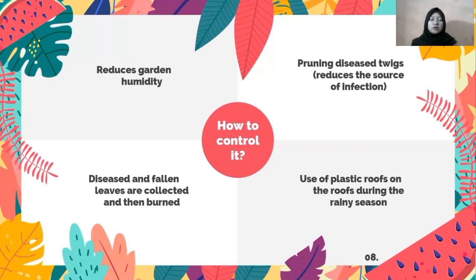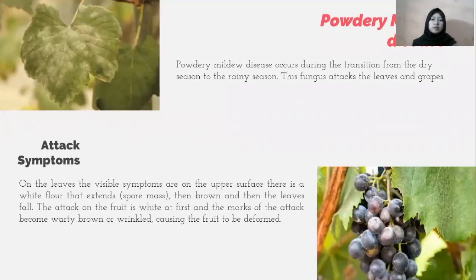And then we can use plastic roofs during the rainy season, because the splash of water drops can help the spread of the pathogen to other healthy plants. And then we talk about powdery mildew disease.